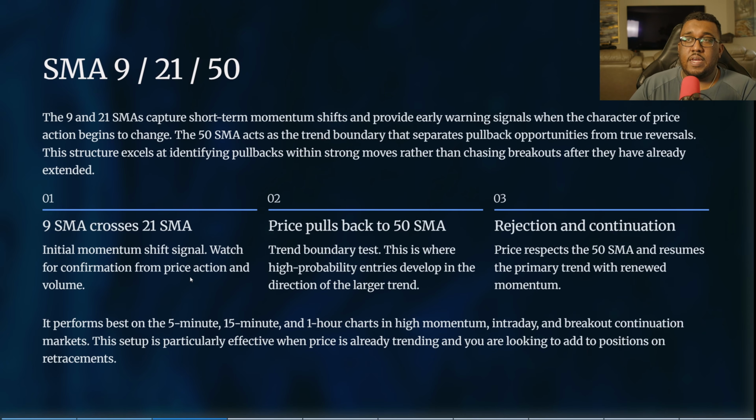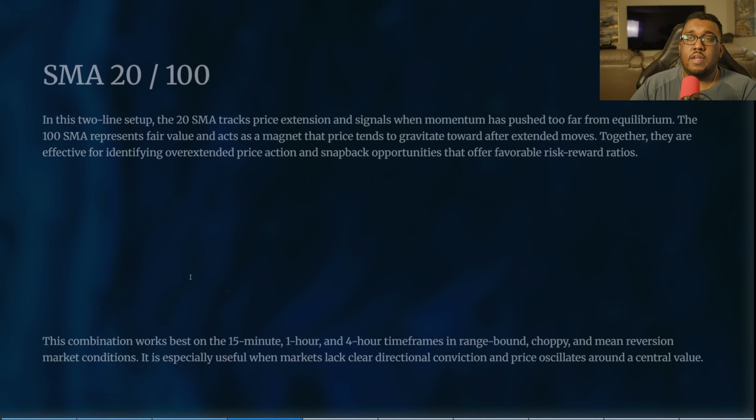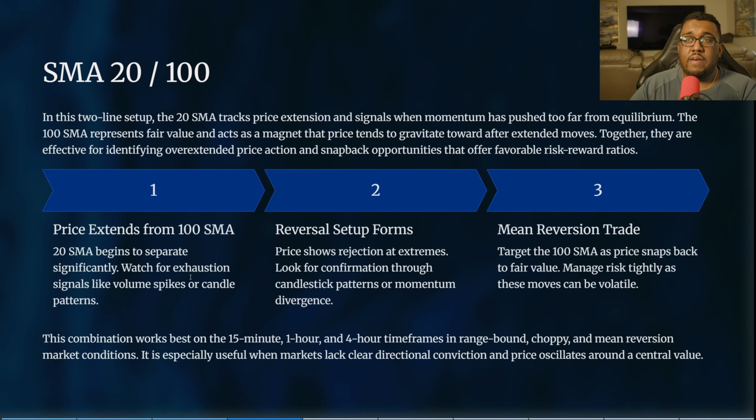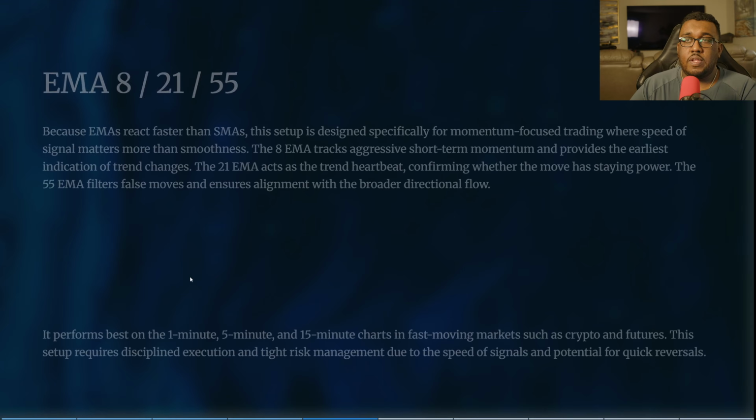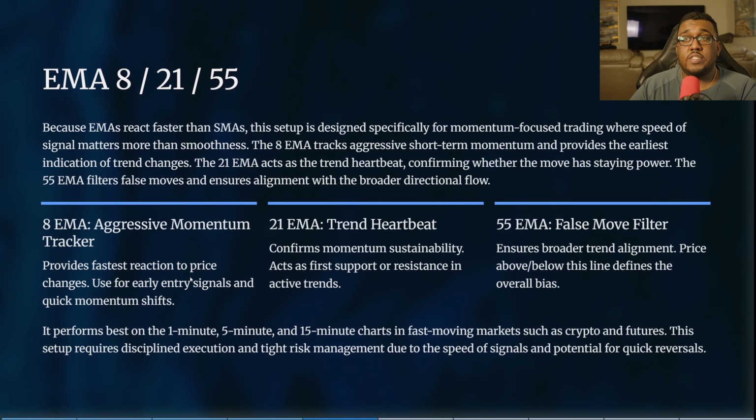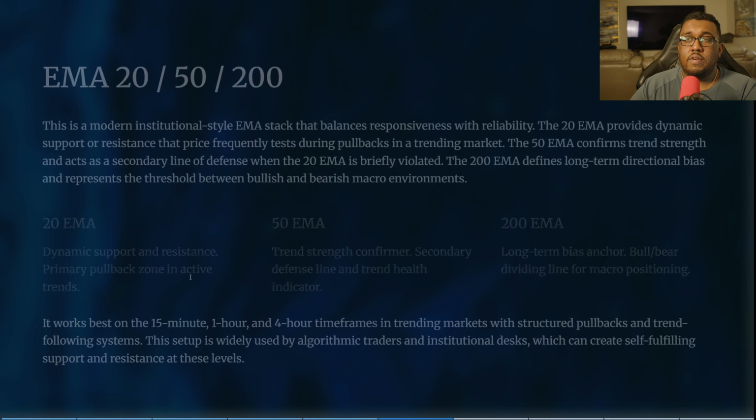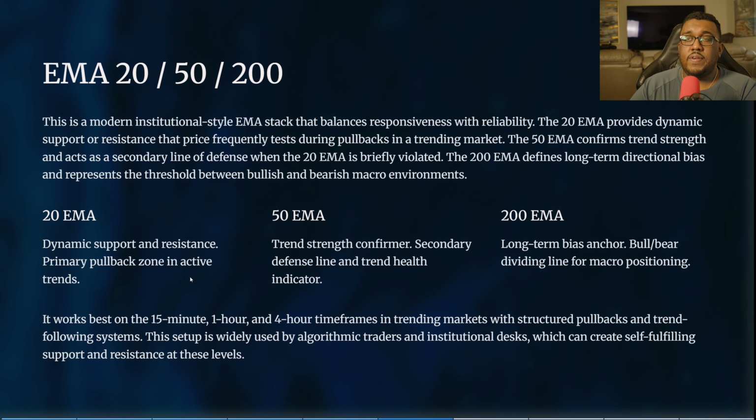Then you got the SMA 9, 21, 50. This is going to be a little bit more fun. This is better for the 5-minute, 15 minutes, and 1-hour trades. After that, we have still the simple moving averages, 20 and the 100 here. Next, we have EMAs, which is the 8, 21, 55 time frames in which you guys may be looking. EMAs 20, 50, and 200, another option there if you guys just want a little bit less lag for what we just talked about.